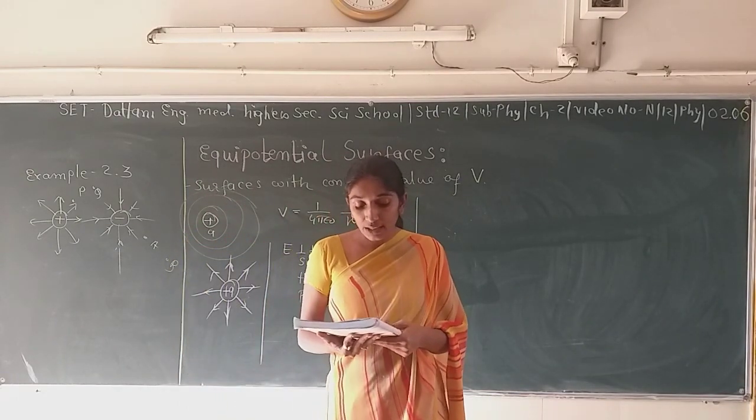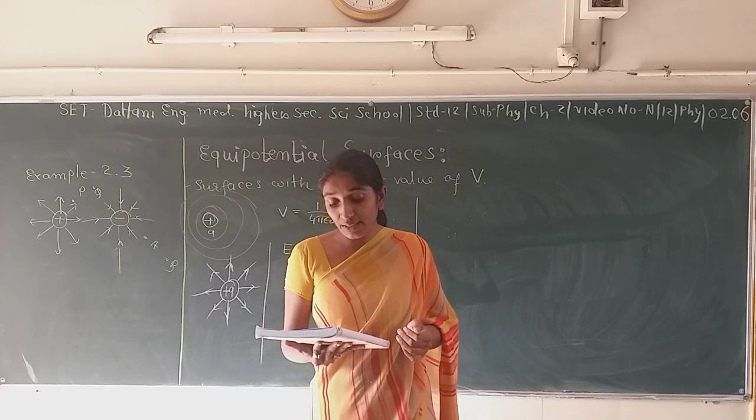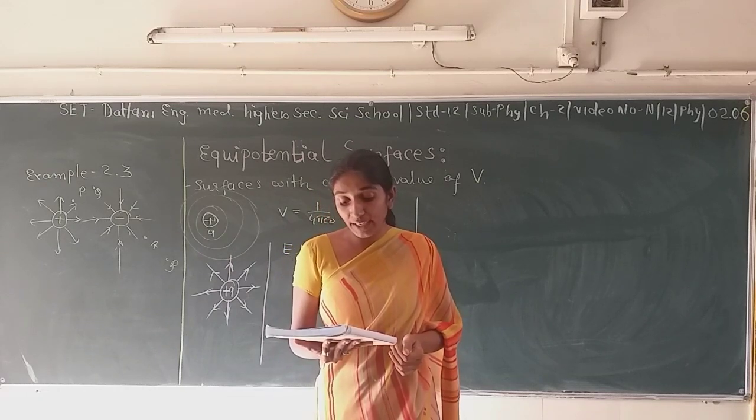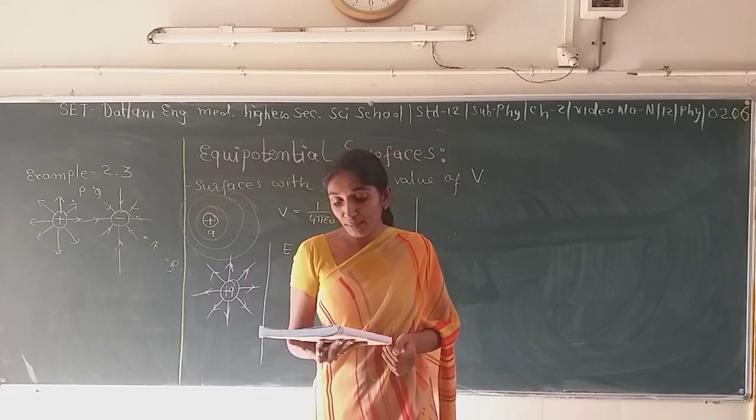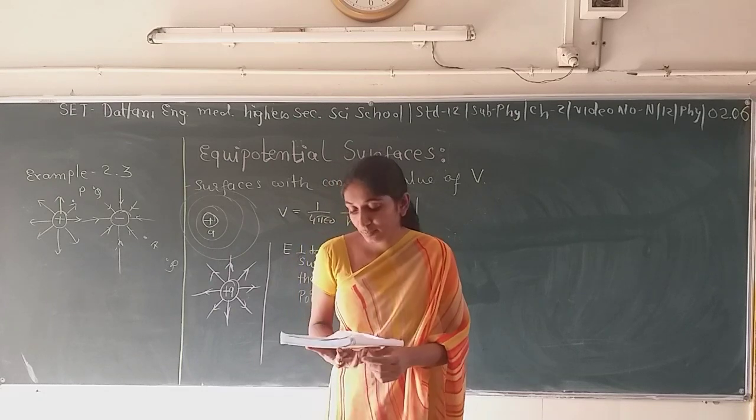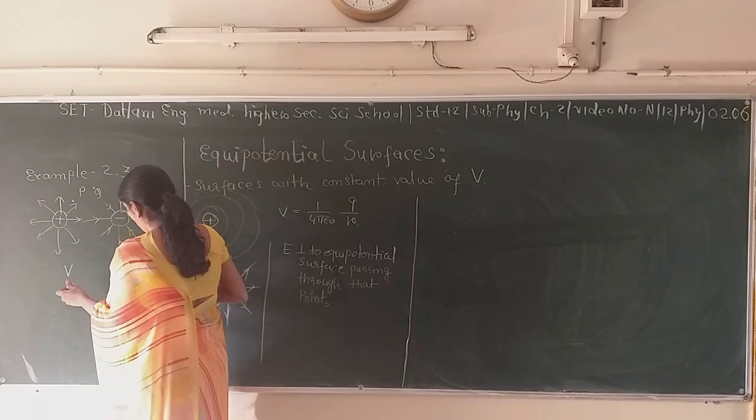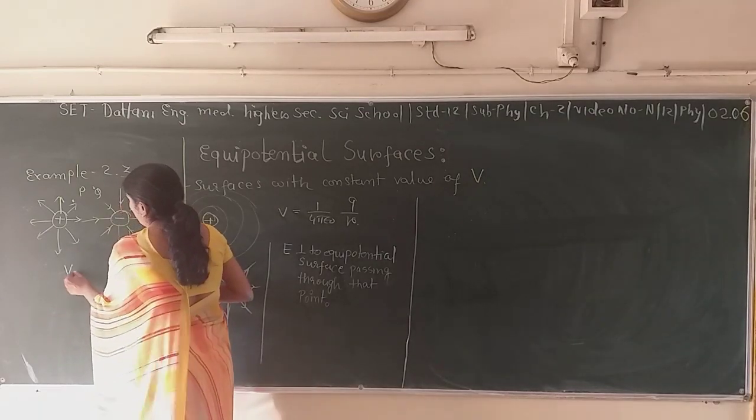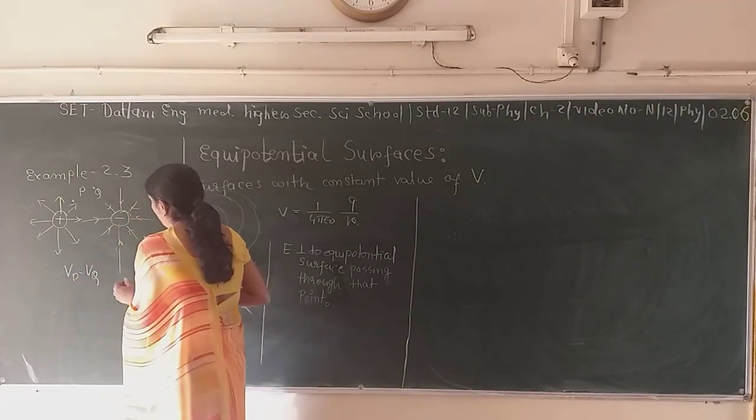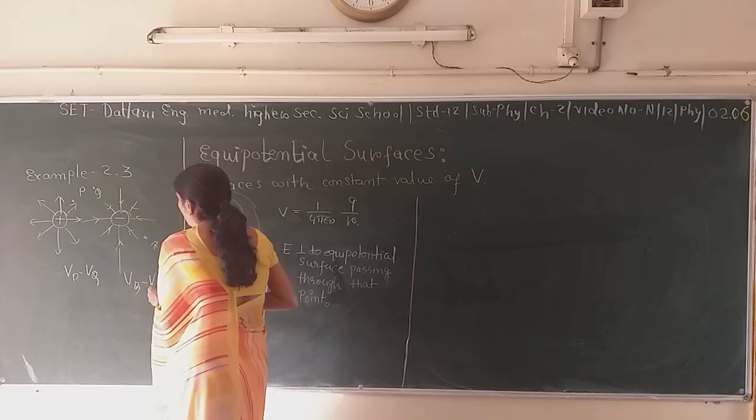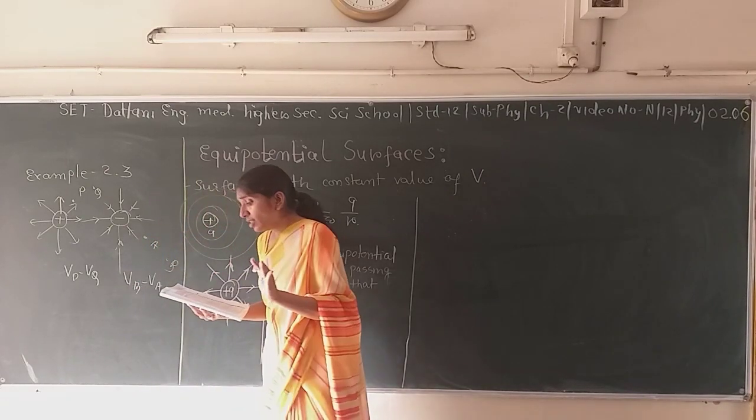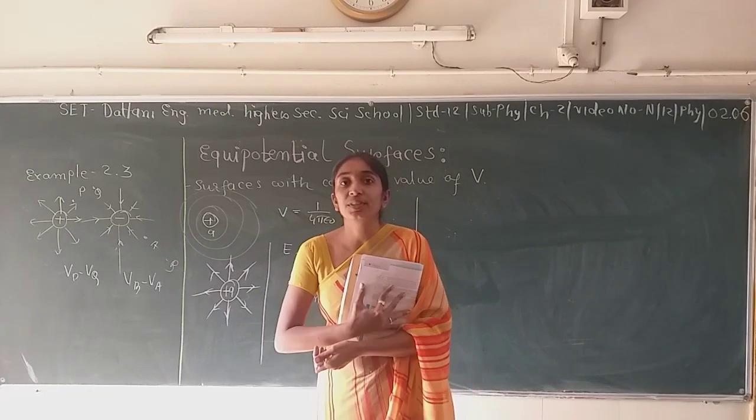First thing is, give the sign of potential difference Vp minus Vq and Vb minus Vp. We are just supposed to give the sign of it.